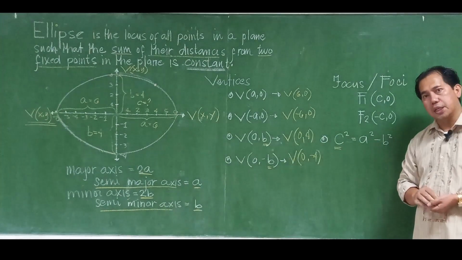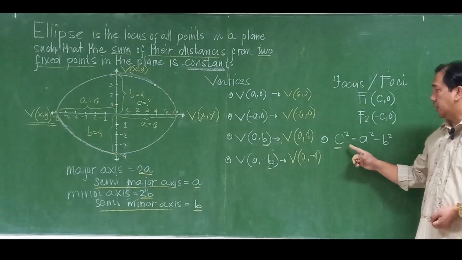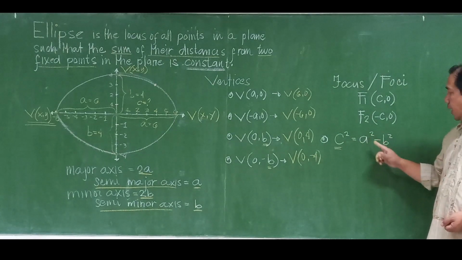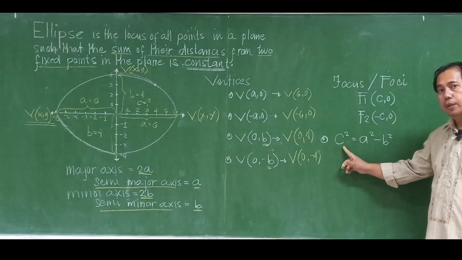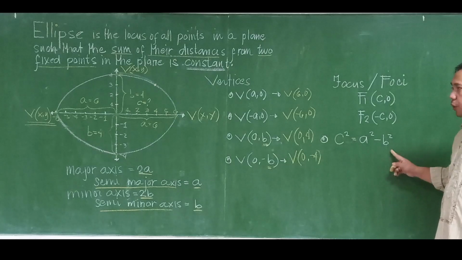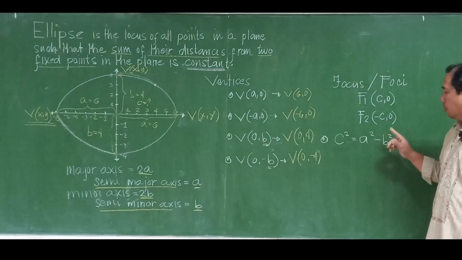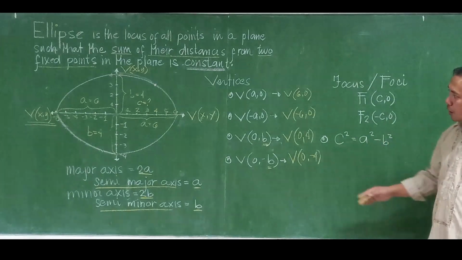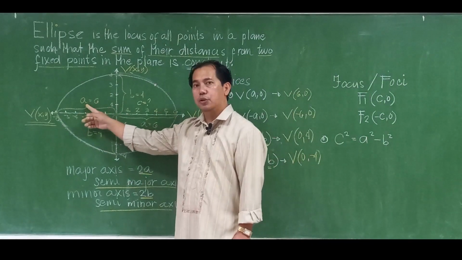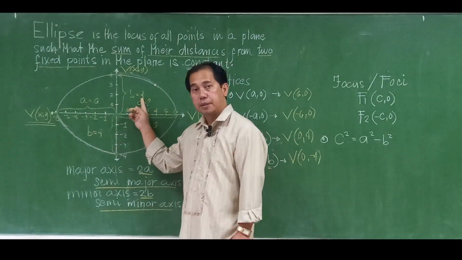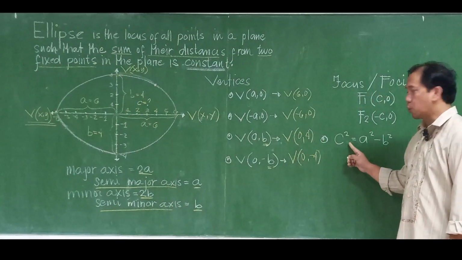Now, to get the measure of the C, we are going to follow this working equation. So C squared is equal to the difference of A squared and B squared. Again, to look for the value of C, we are going to use this working equation, that is C squared is equal to A squared minus B squared. Now notice that in our illustration, the given are just the value of A and the value of B.